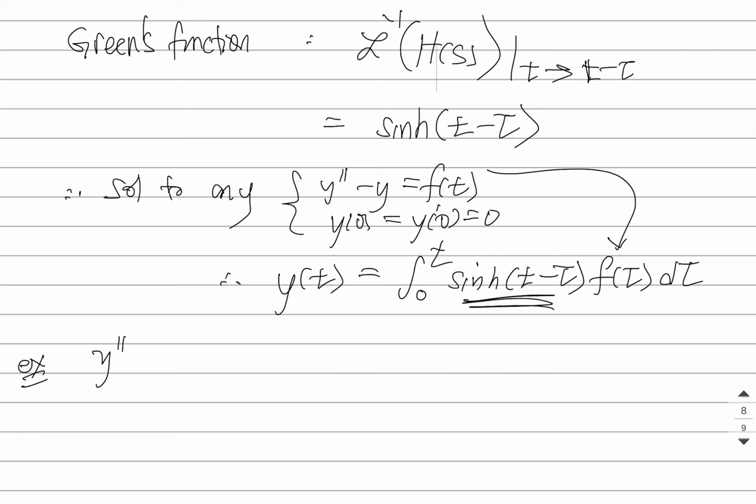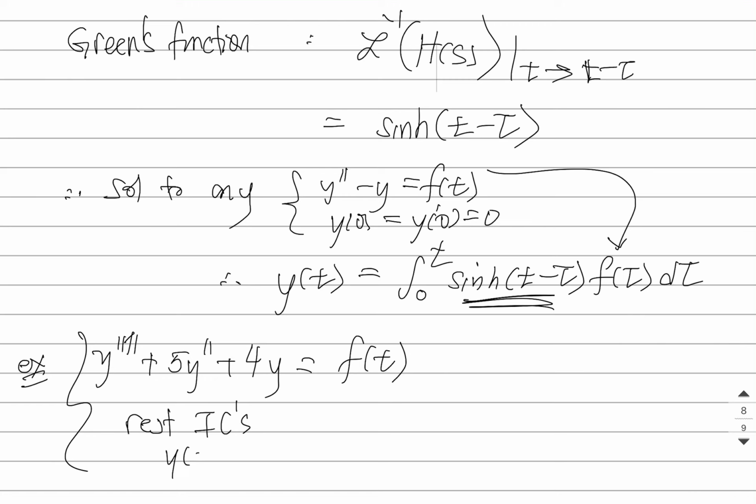As a specific example, here is a fourth order problem. The fourth order problem we'll take a look at is this: the fourth derivative, plus 5y double prime, plus 4y. Now, this would be a pain if we needed to do this with our other methods. We didn't even discuss what to do with the standard method. So we'd have rest initial conditions.